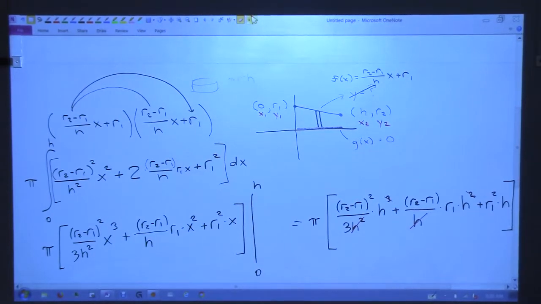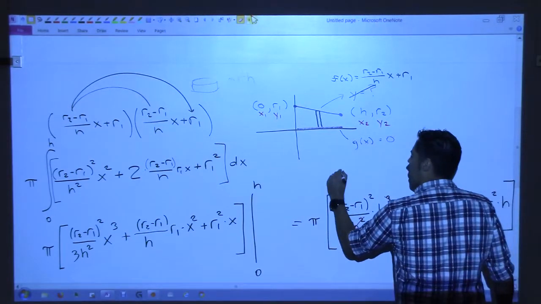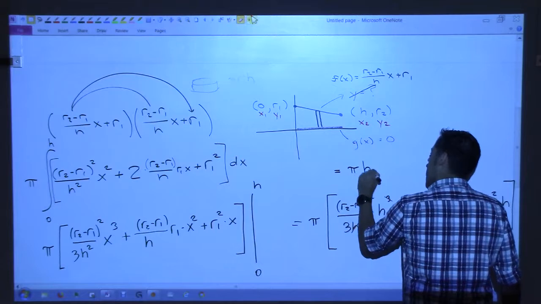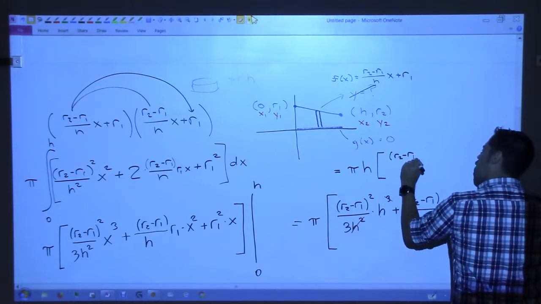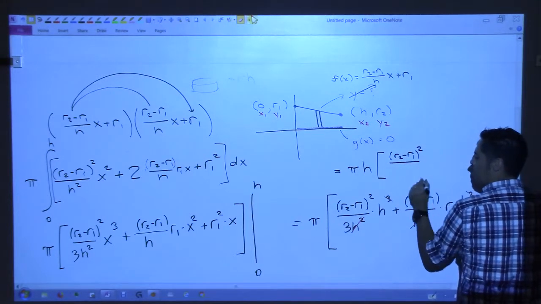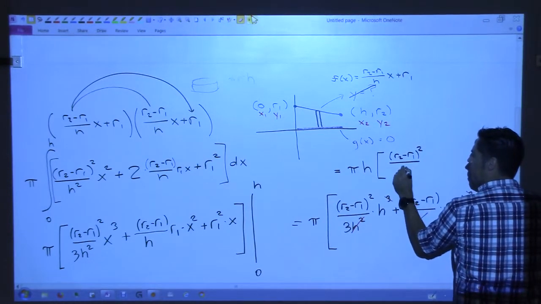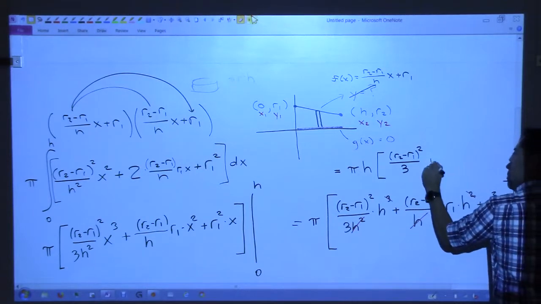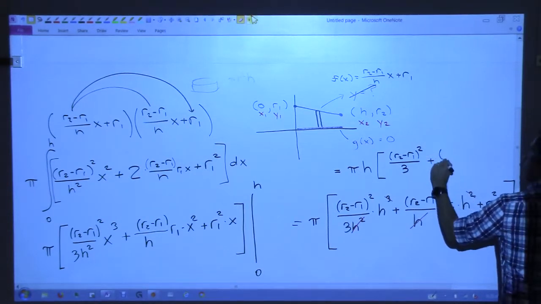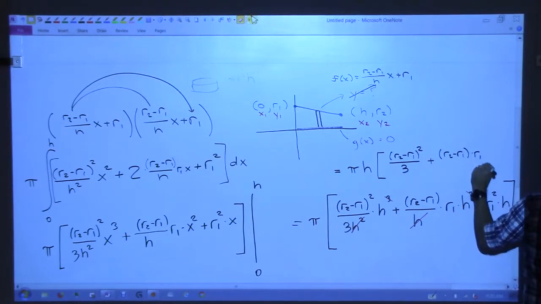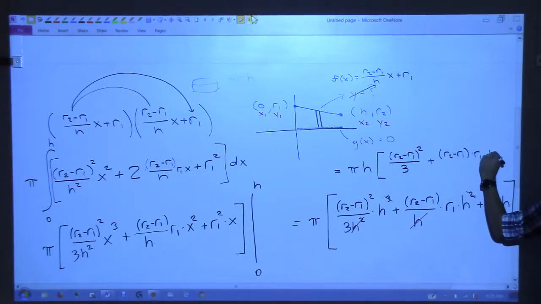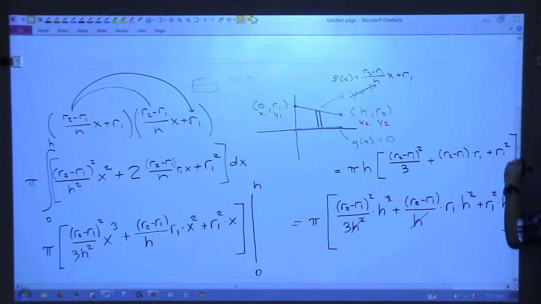So I'm actually going to factor out an h at this point. So I'll put that right here. We get pi times h times r2 minus r1 squared over what? 3, and then plus r2 minus r1 times r1. That's this and this. The h's are gone. And then this one plus r1 squared. Do we agree?